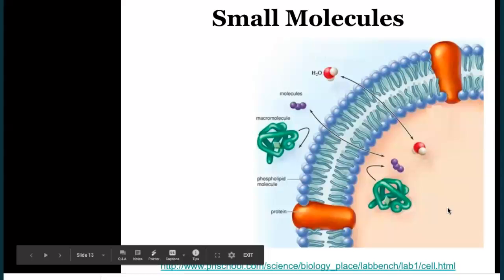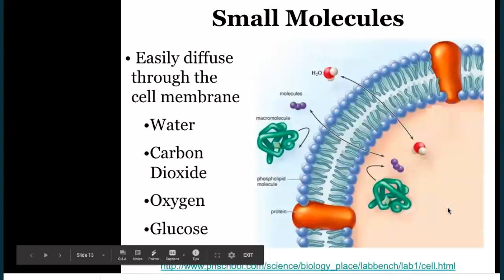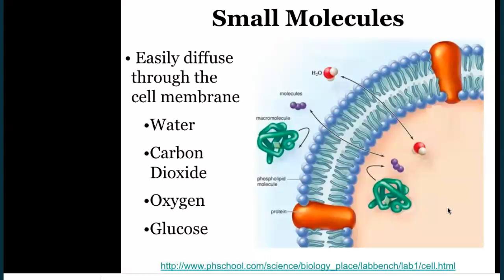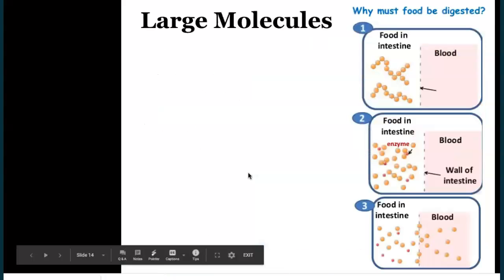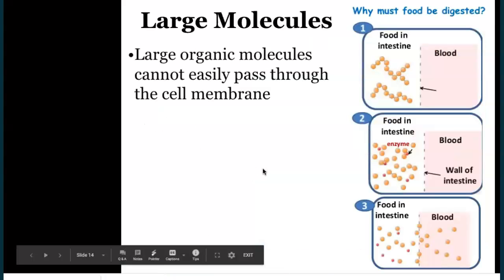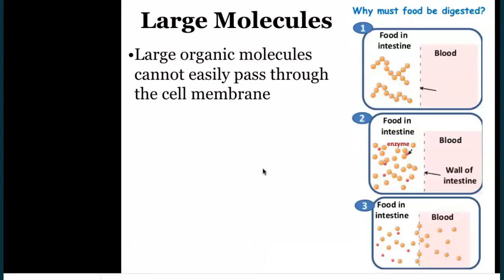Diffusion, that's next week. So things that are smaller like water, carbon dioxide, oxygen, glucose, those things are all going to be able to move through our cells. Things that are larger, this is a good activity, but we're not going to do it right now. Things that are larger, like the food that we eat, we need that nutrient to get to all of our cells, right? And it travels through the bloodstream.